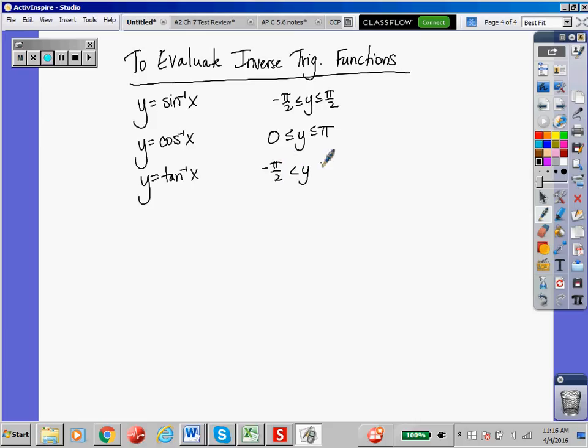and I'm not doing a typo or a mistake here. I want you to notice that inverse tangent does not have the or equal to's. Do you know why? What's happening at pi/2? Asymptotes. Asymptotes, exactly. So that's a problem for us.